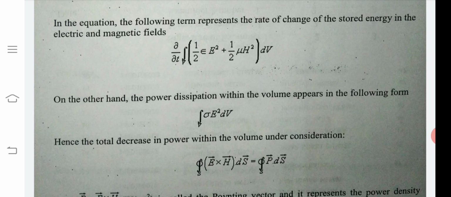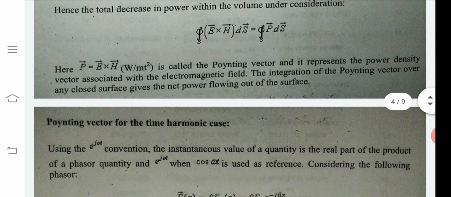The total decrease in power within the volume is the closed surface integral of E×H with ds, which equals the closed surface integral of P·ds. Here P = E×H, in watts per square meter, is called the Poynting vector, and it represents the power density vector associated with the electromagnetic field. The integration of the Poynting vector over any closed surface gives the net power flowing out of the surface.